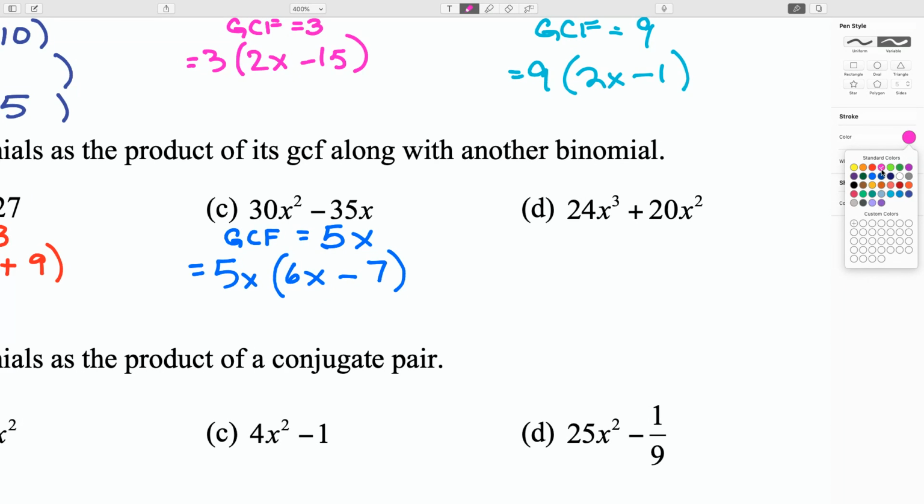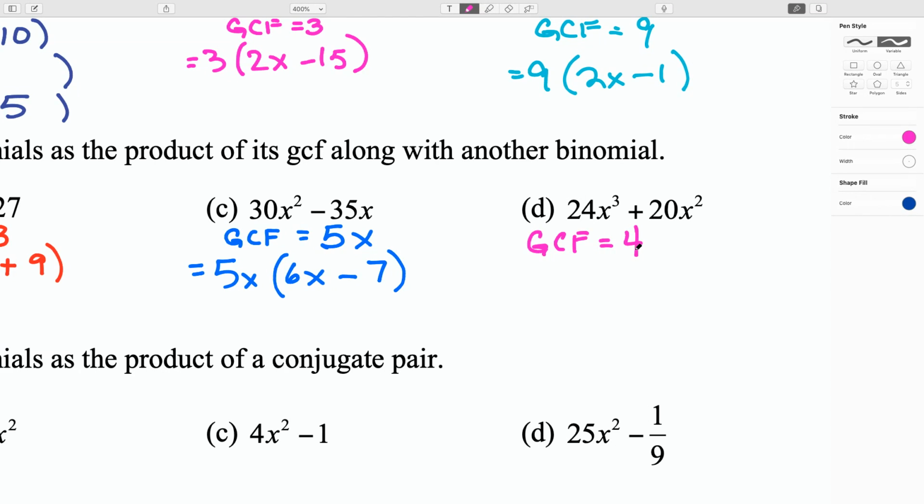Let's do D. What can go into 24x cubed and 20x squared? 24 and 20. There's a lot of numbers that can go into both. But what's the greatest number? Is it 2, 3, 4? I think it's 4. So our GCF definitely contains a 4.